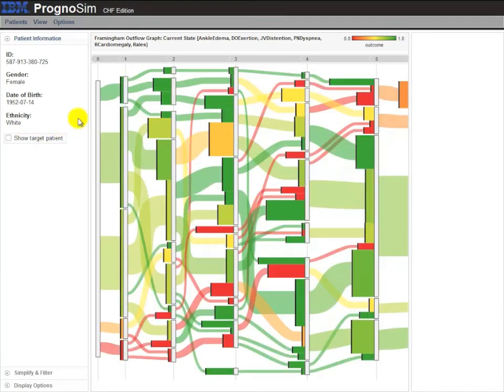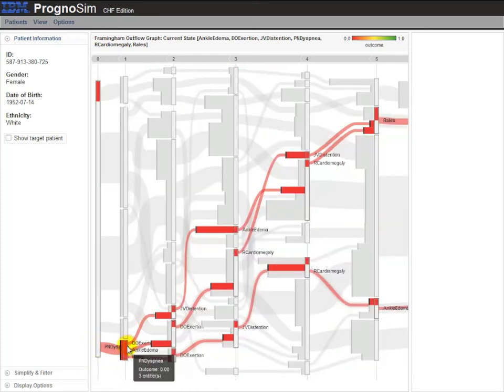Also, by looking at the patient history in this dataset, we notice that having different first symptoms might lead to different outcomes. Look at our patients who had PN dyspnea first. When I highlight it, all paths are red.